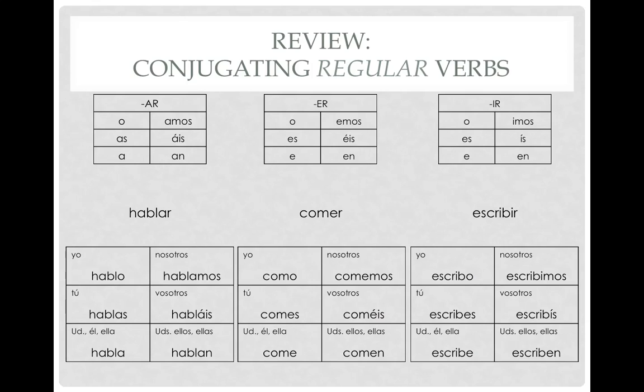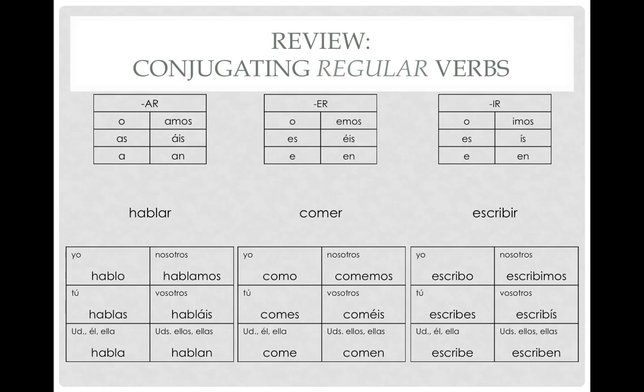Hablar is conjugated hablo, hablas, habla, hablamos, habláis, hablan. Comer is conjugated como, comes, come, comemos, coméis, and comen. And escribir: escribo, escribes, escribe, escribimos, escribís, and escriben.